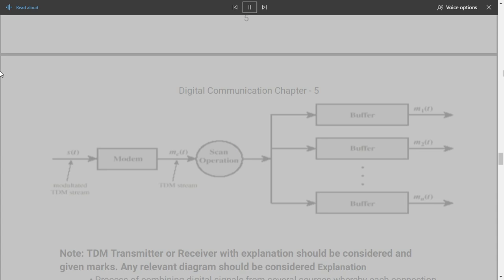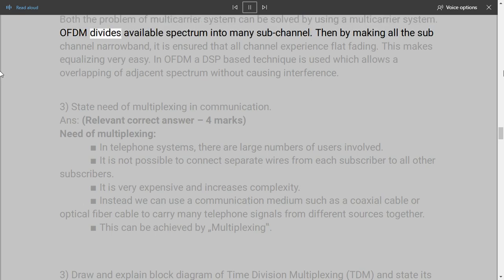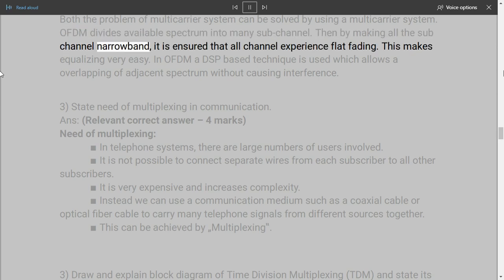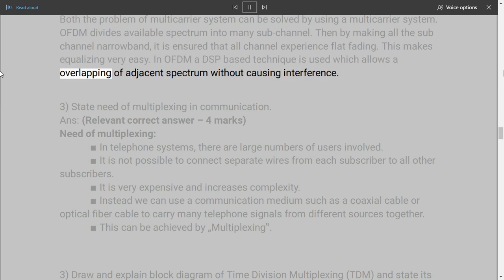Both the problems of a single carrier system can be solved by using a multi-carrier system. OFDM divides the available spectrum into many subchannels. Then by making all the subchannels narrowband, it is ensured that all channels experience flat fading. This makes equalizing very easy. In OFDM, a DSP-based technique is used which allows overlapping of adjacent spectra without causing interference.